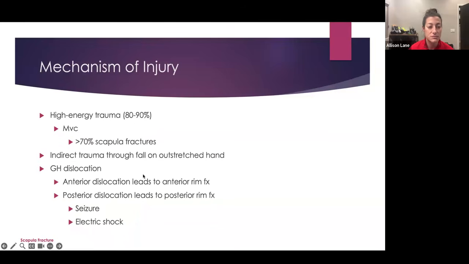In general, these are high-energy trauma, mostly MVCs, more than 70%. You can have indirect trauma through a fall on the outstretched hand as well. And then you need to consider glenohumeral dislocations, as we talked about with shoulder dislocations. With an anterior dislocation, you can actually get an anterior rim fracture. That's a scapular fracture. With posterior dislocations, you think about posterior rim fractures. That's also a scapular fracture.